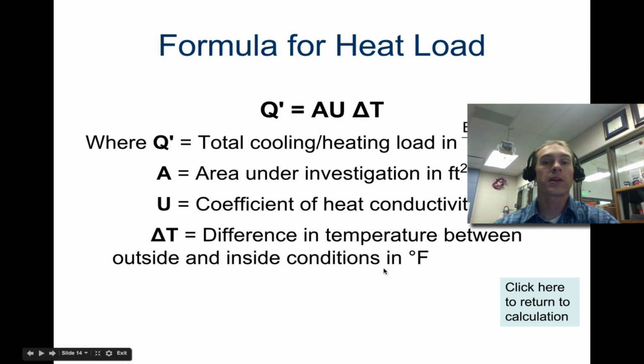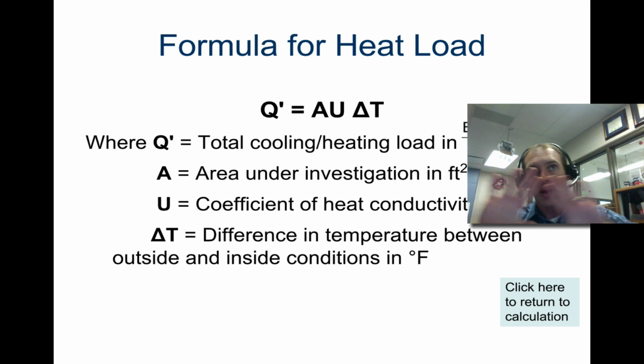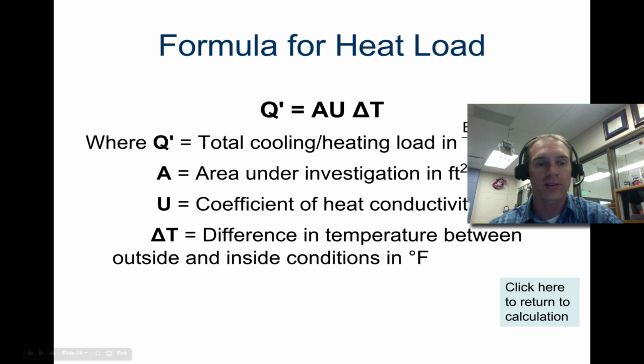The formula for heat load is Q prime, and that little dash means prime, equals A U delta T, where Q prime is the total cooling or heating load, so that's what you're going to solve for, in BTU per hour. A is the area under investigation in square feet, so that might be the square footage of your whole wall, as it's a rectangle. It's like a sheet of paper if it's horizontal there.